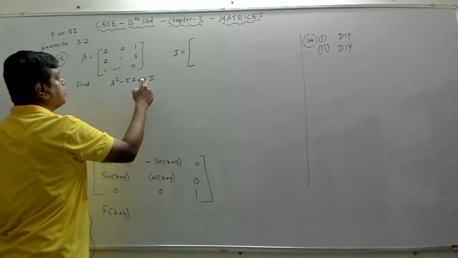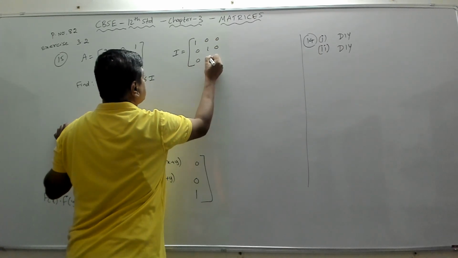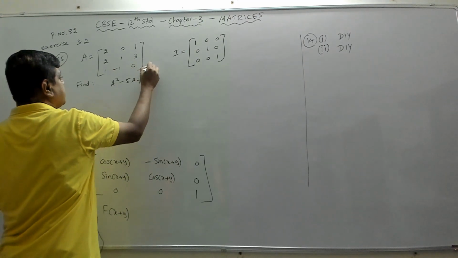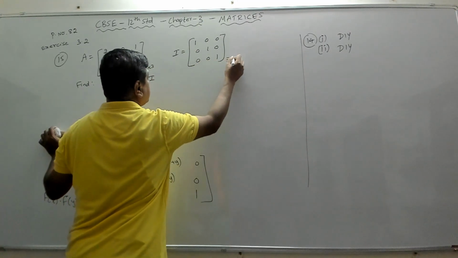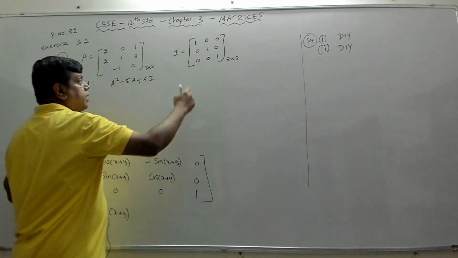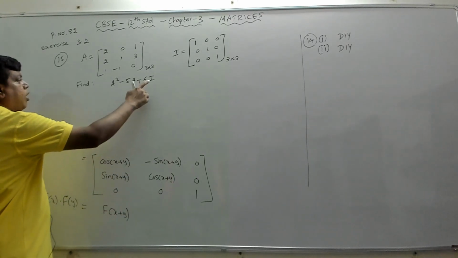Only then you can add them. So I will be 1, 0, 0, 0, 1, 0, 0, 0, 1. So the order of I will be same as order of A. Order of A is 3 cross 3, means I also should be 3 cross 3 and it is an identity matrix. And we know identity matrix means the diagonal elements will be 1 and the non-diagonal elements will be 0. Now we know I, we know A.